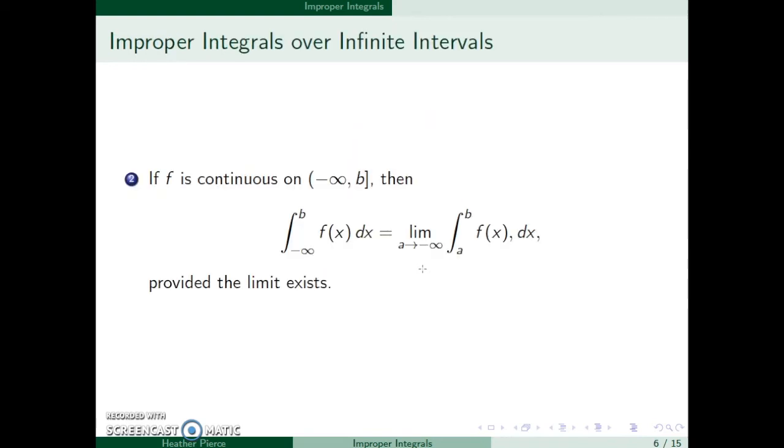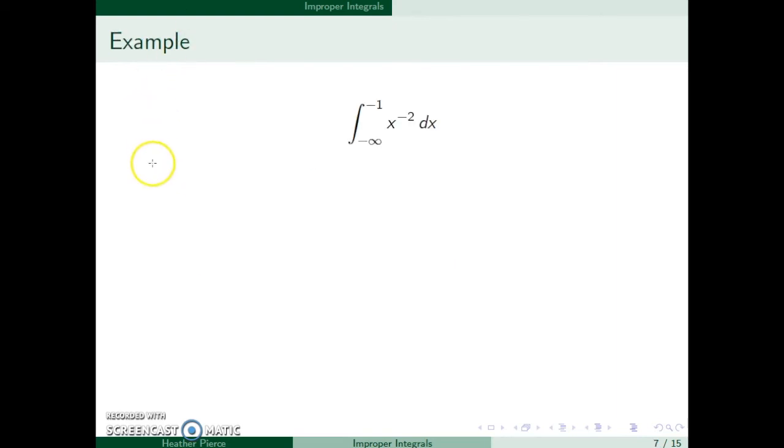We can also have an integral running from negative infinity to b. In this case, this is equivalent to the limit as a goes to negative infinity of the integral from a to b of f of x dx, once again provided the limit exists. So we'll do this one. This will be the limit as a goes to negative infinity of the integral from a to negative 1 of x to the negative 2 dx.